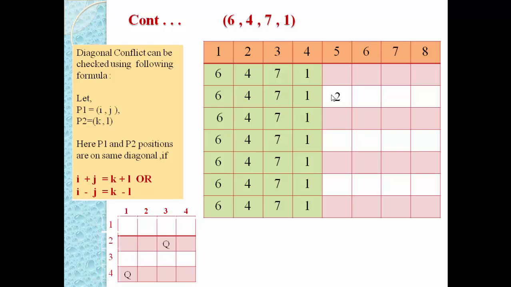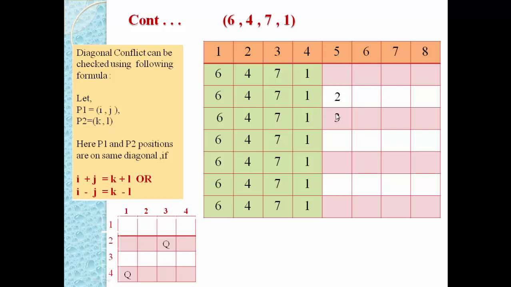So just check the third column. Our other option is if we place queen number 5 on the third column, then 5 plus 3 is equal to 8. So we need to check whether any queen has addition of row and column equal to 8. Here 1 plus 6 is equal to 7, 2 plus 4 is equal to 6, 3 plus 7 is equal to 10, and 4 plus 1 is equal to 5. Another condition we need to check, 5 minus 3 is equal to 2. So 1 minus 6, no. 2 minus 4 is minus 2, no. 3 minus 7, no. 4 minus 1 is equal to 3.